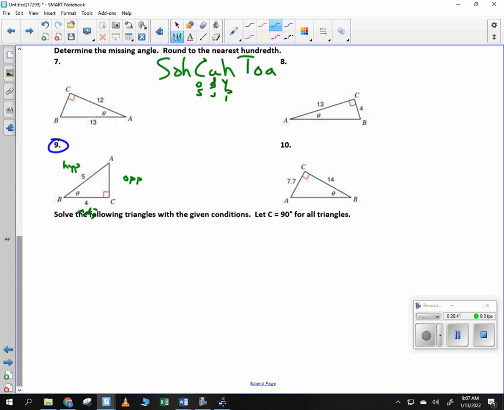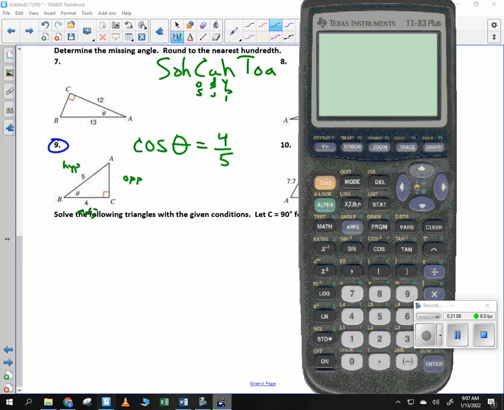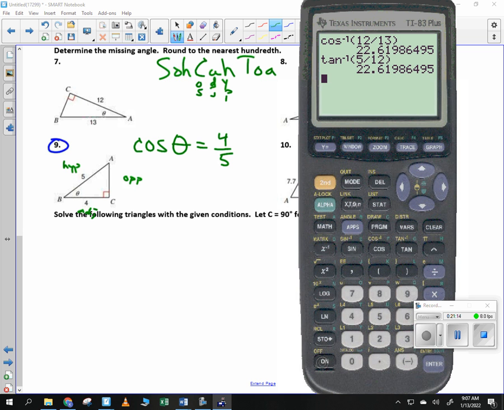Does everybody see that? So let's set up our trig ratio. Cosine of theta is equal to what? In this picture. Four over 5. What do I do on my calculator to find the angle? Yep. You turn on your calculator and you go cosine inverse of 4 over 5. And you get 36.87 degrees.